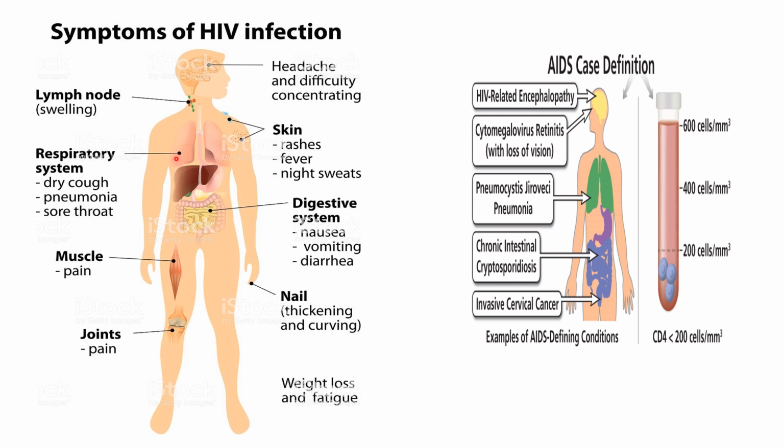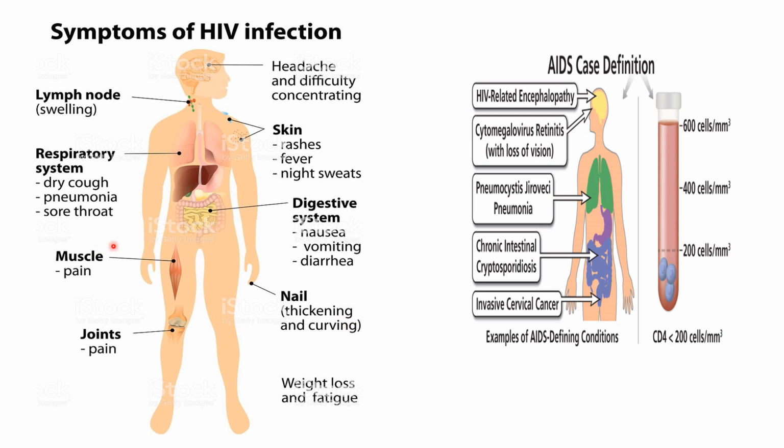discomforts regarding the respiratory system like dry cough, pneumonia, sore throat, and also nausea, vomiting and diarrhea related to the digestive system, and the nails become curved and thickening, and also the person experiences muscle pain and joint pain. So ultimately it leads to fatigue and weight loss. These are the major symptoms of an HIV infected person.